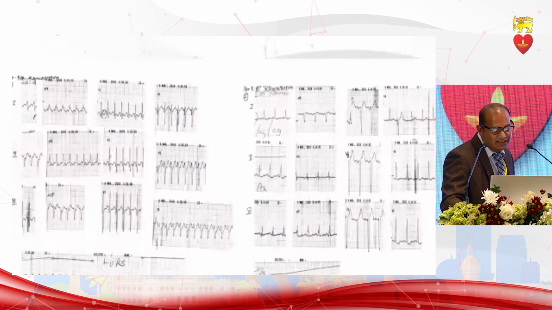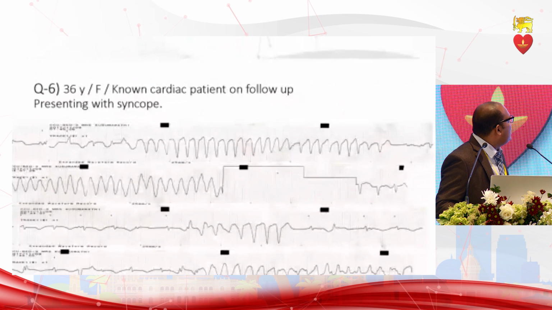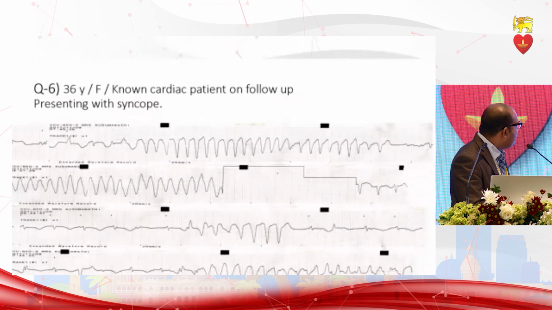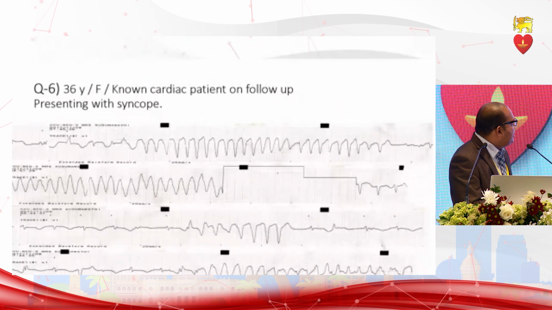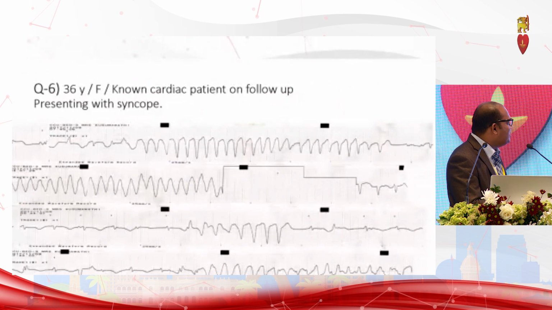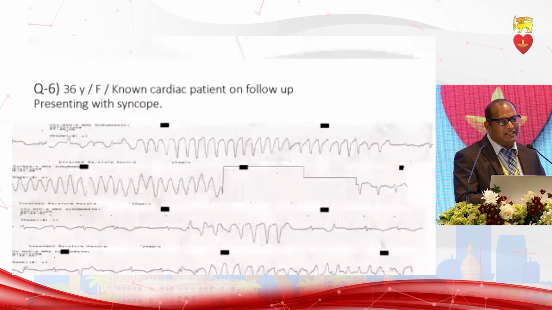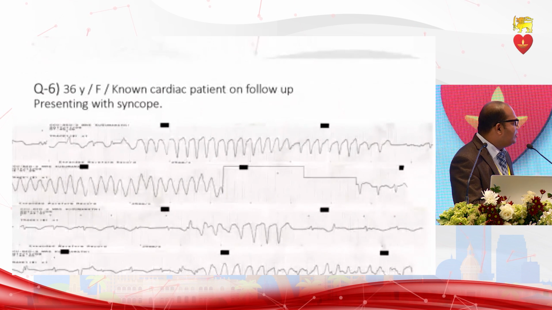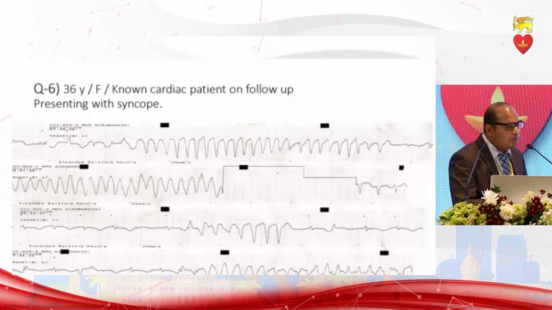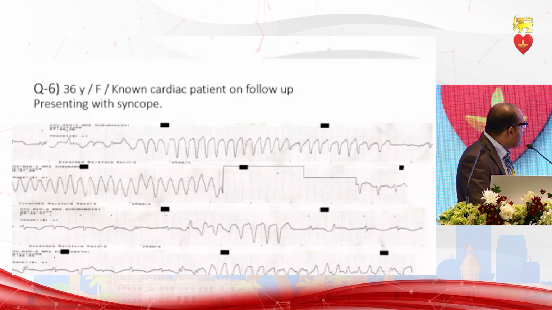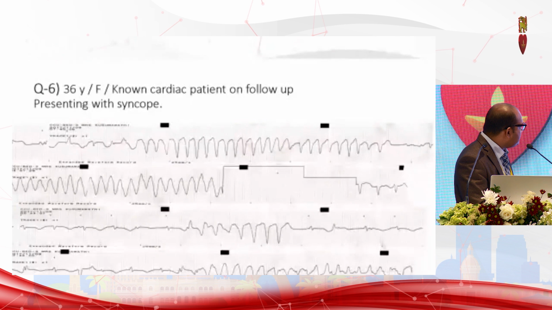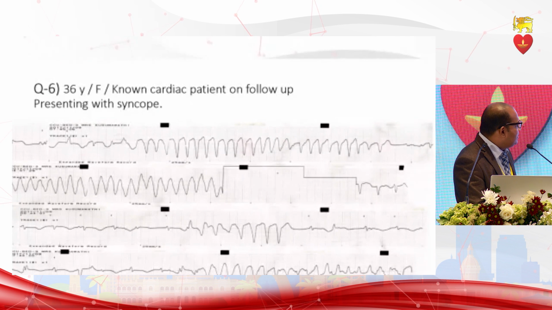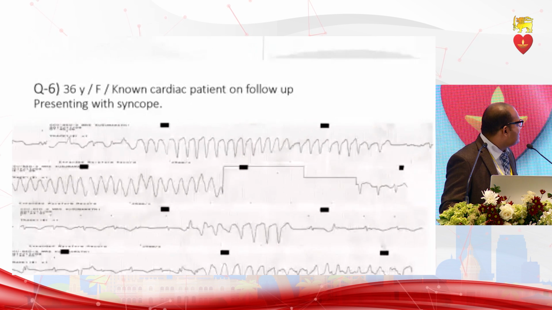Yeah, that's useful. And we'll move to question 6. A 36-year-old female, a non-cardiac patient on follow-up, presenting with syncope. So a dramatic ECG that has been recorded on the telemetry on the CCU. The question is, what is the diagnosis?